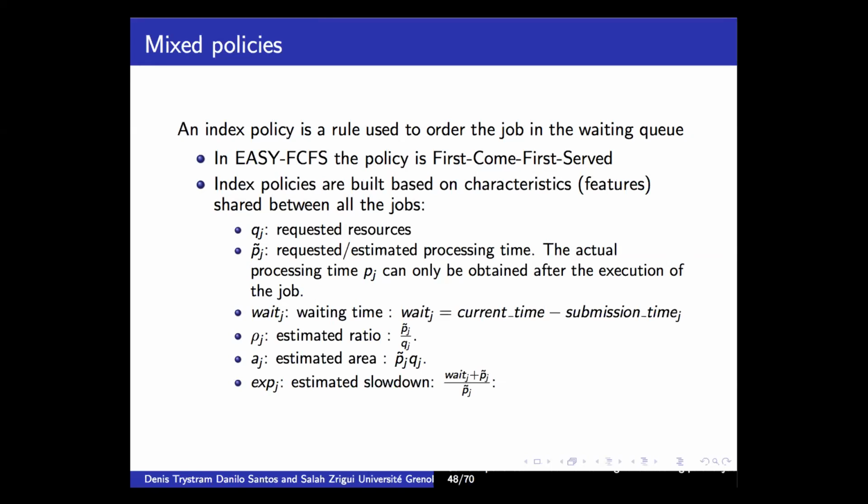Denis, in the beginning of the presentation, presented the three fundamental characteristics of any job: the requested time Q, the requested or estimated processing time P, and the actual processing time, and the waiting time. From those core features, we can construct any number of features we want. Here we offer three examples: the estimated ratio, the estimated area, which is the requested time multiplied by the requested resources, and the estimated slowdown or expansion factor, which is how much the job spent in the system, the waiting time plus the requested time, divided by the requested time.